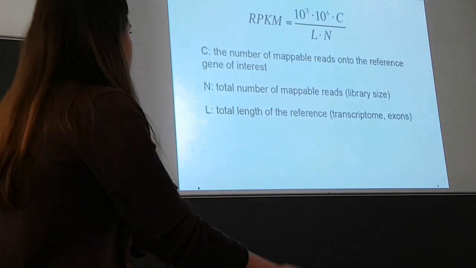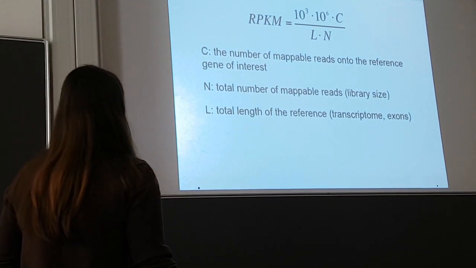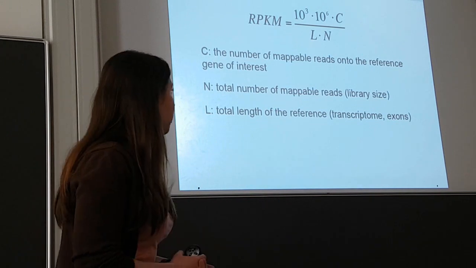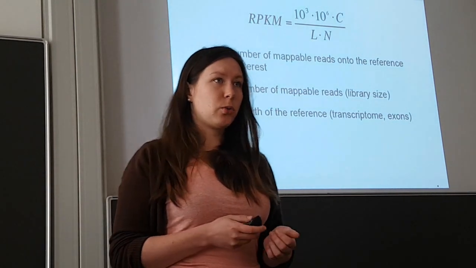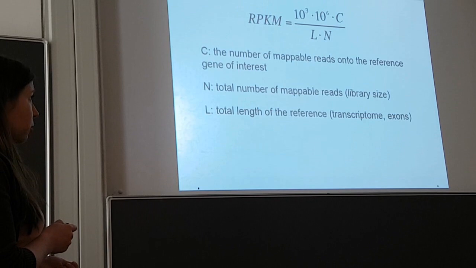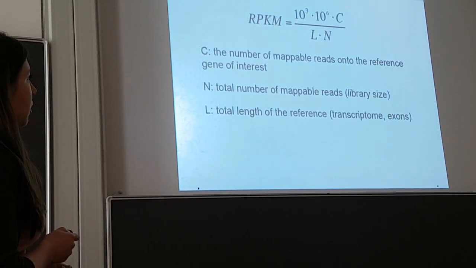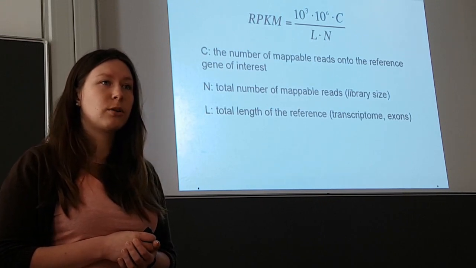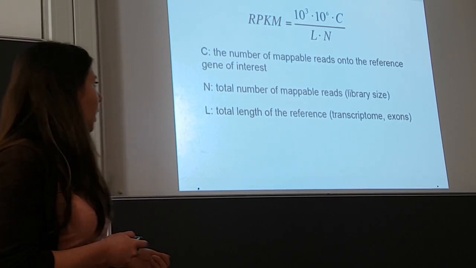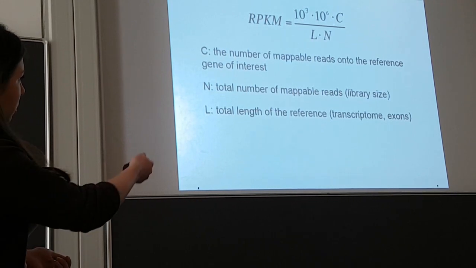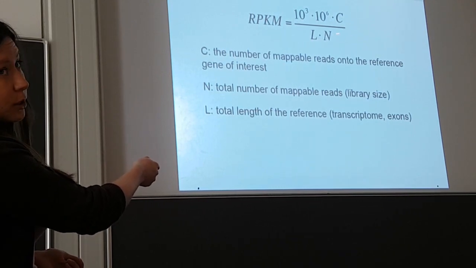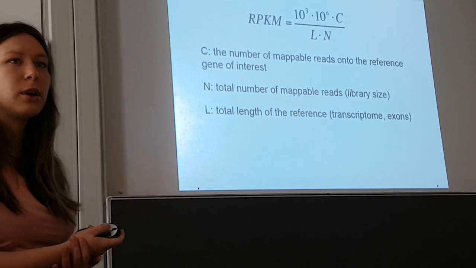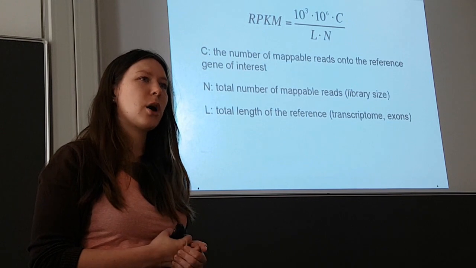Yes. So a normalization that is called RPKM, reads per kilobase per million mapped reads. So what does it do? We have 10 to the power of 3 that is coming from the kilobase. We have 10 to the power of 6 that is coming from million, because we typically count our reads in millions. And then we have our actual number that we counted from the RNA-seq technology, and we divide it by the library size and by the length of the gene. That is how we normalize.